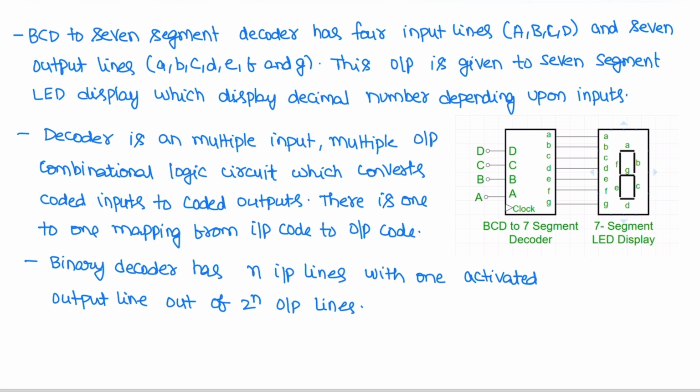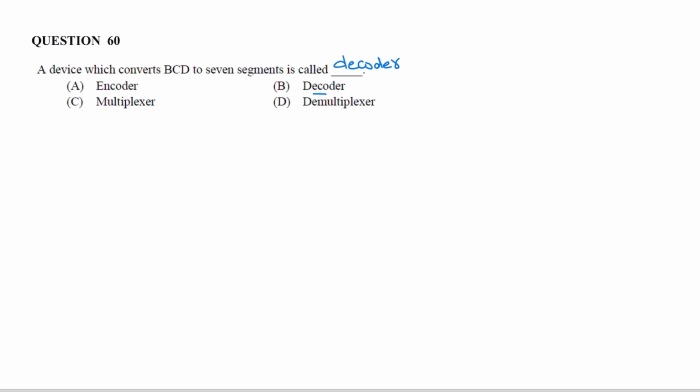The output is given to the 7 segment LED display, which displays the decimal number depending on the inputs. A decoder is a multiple input, multiple output combinational logic circuit which converts coded inputs to coded outputs. There is one to one mapping from input code to output code. A decoder is said to be a binary decoder if it has n input lines and 2 power n output lines. Otherwise, the general definition is that a decoder is a multiple input, multiple output combinational logic circuit that converts coded inputs to coded outputs. So as per the question, a BCD to 7 segment display converter is a decoder.